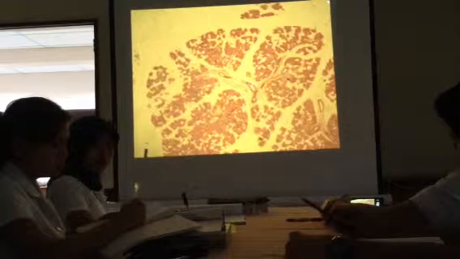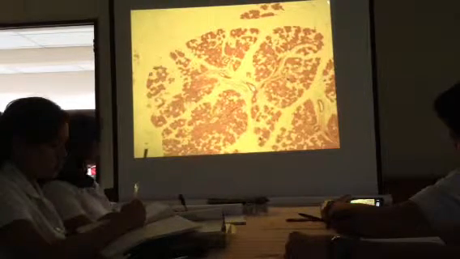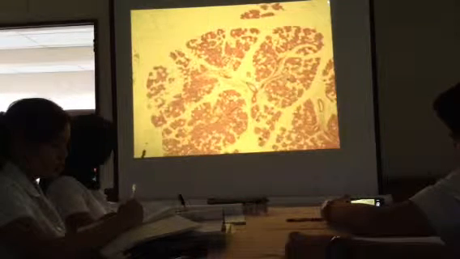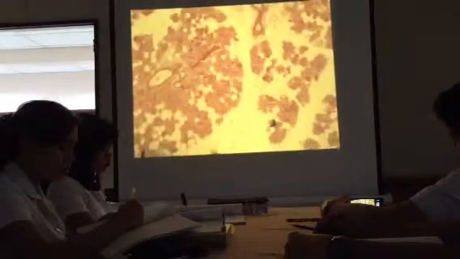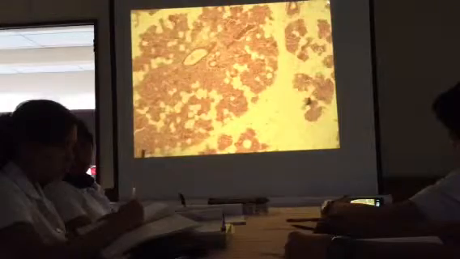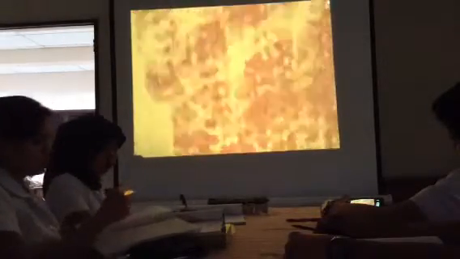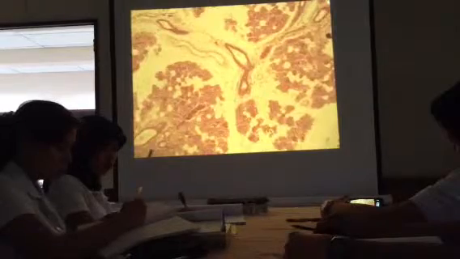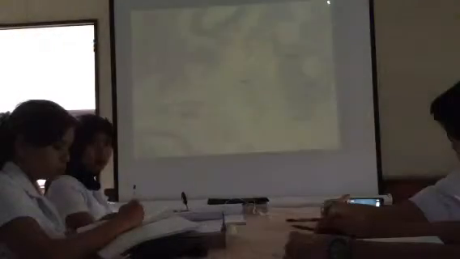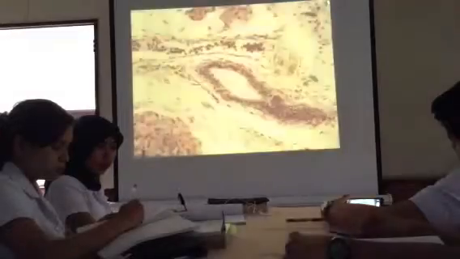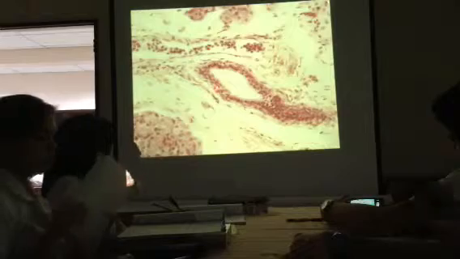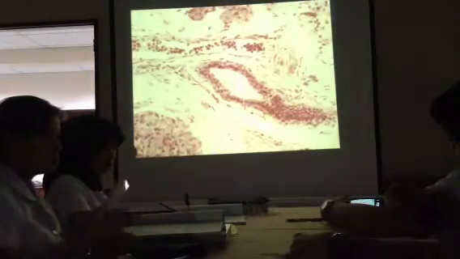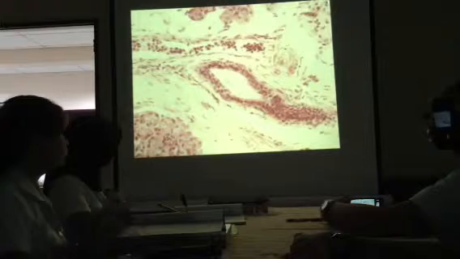So identify the structure pointed. Interlobular duct. How about that duct? Intralobular duct. Within the lobule, intralobular. Outside of the lobule, interlobular duct. What is the shape of the cells lining the interlobular duct? Cuboidal. Single or stratified? Stratified cuboidal.